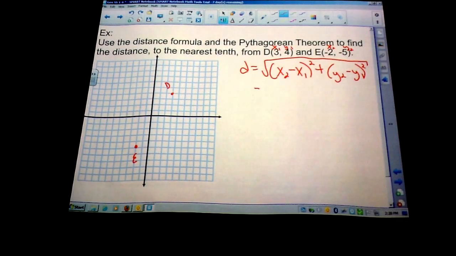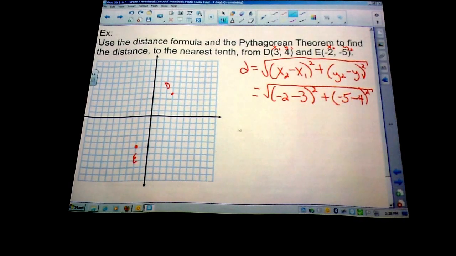So now all I have to do is plug it into the formula. So I'll have my x2, which is -2, minus my x1, which will be 3, squared, plus I locate my y sub 2, which is -5, minus my y sub 1, which is 4, squared. And now it's just a matter of simplifying this. I'm going to put the square root. Well, -2 minus 3 will give me a -5. And then over here, if I simplify inside the parentheses, it'll be a -9.